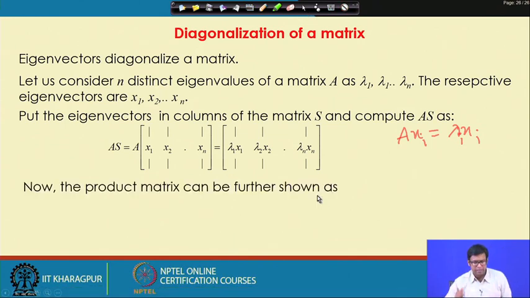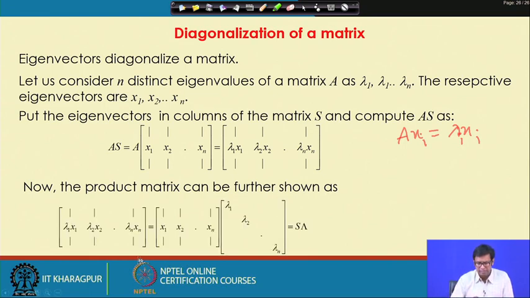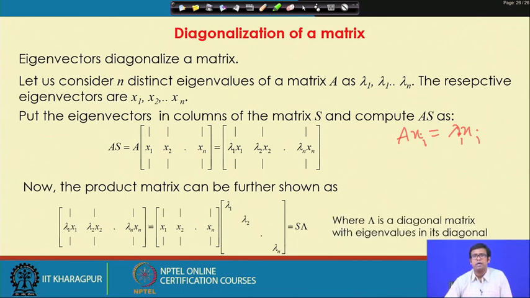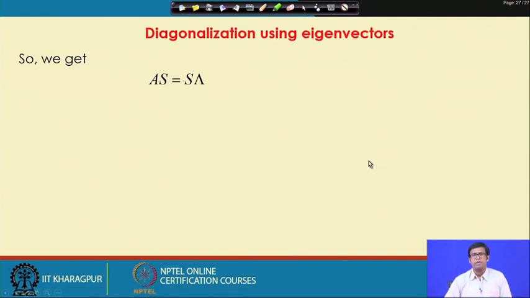Now, the product matrix can be further shown as x 1, x 2, up to x n multiplied by a diagonal matrix, where we only have the eigenvalues in the diagonal. We can write this as S into capital lambda, where capital lambda is a diagonal matrix with eigenvalues in its diagonal. So, we get A S is equal to S lambda.